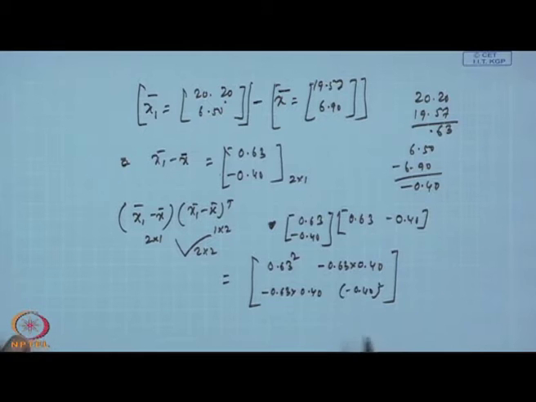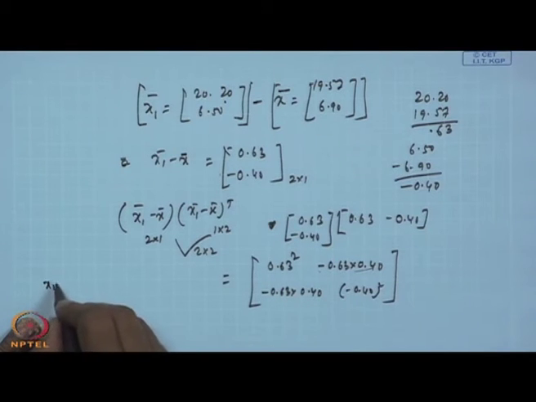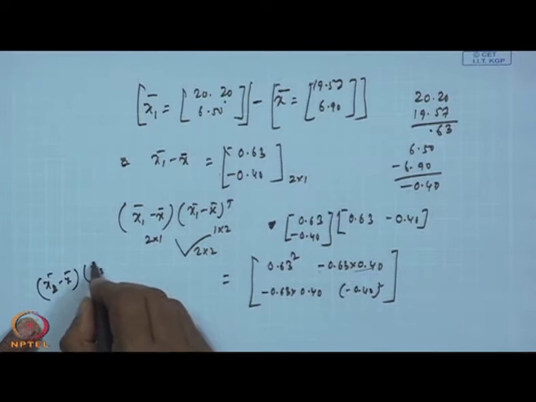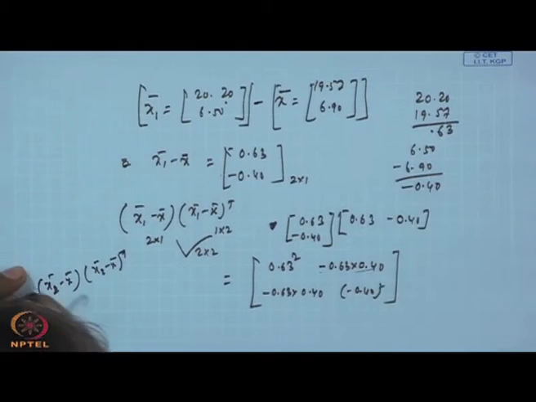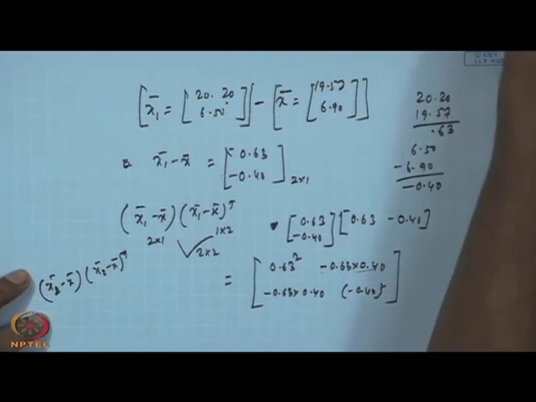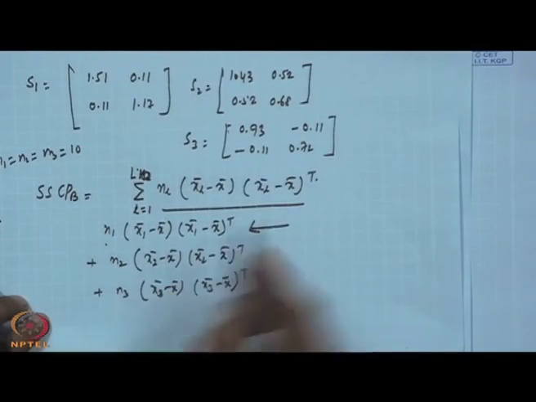Please see that these are square matrices, 2 cross 2, and symmetric matrices, because this portion here is equal to this. In a similar manner, you will be getting x2 bar minus x bar times x2 bar minus x bar transpose, and x3 bar minus x bar times its transpose. So now, what will be the resultant value? The resultant value is this, n1 equal to 10.